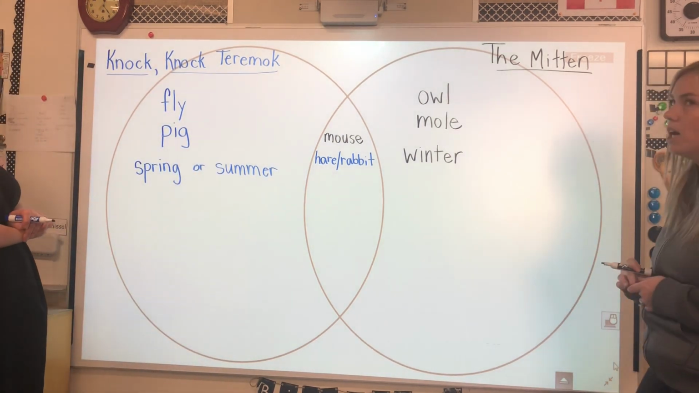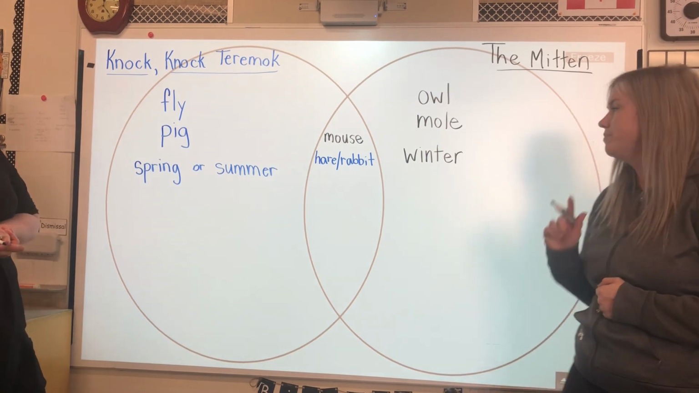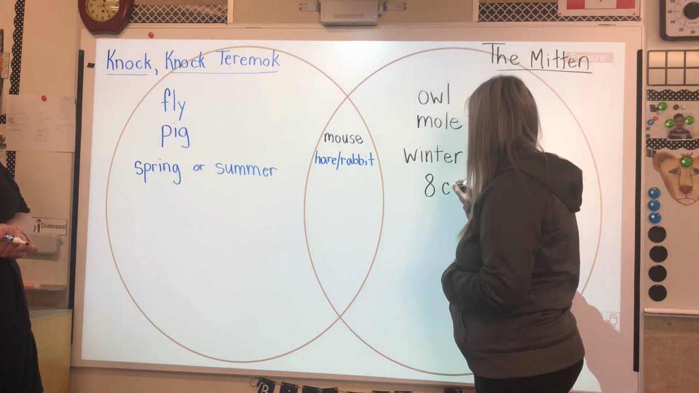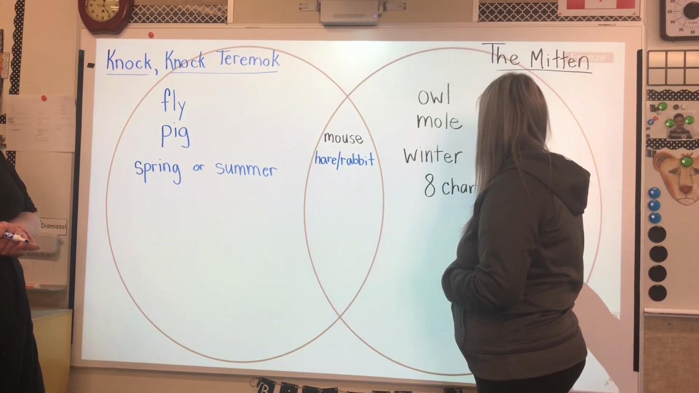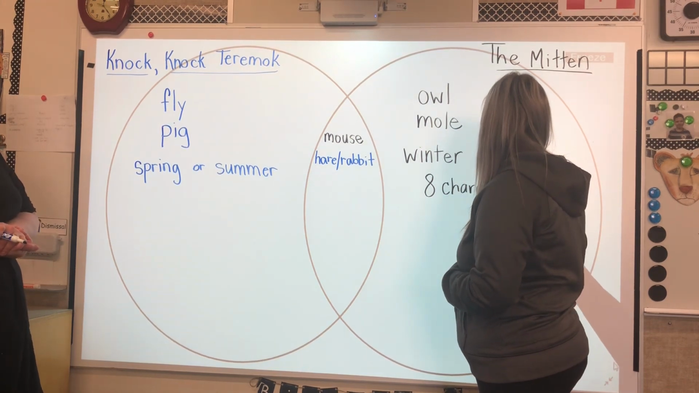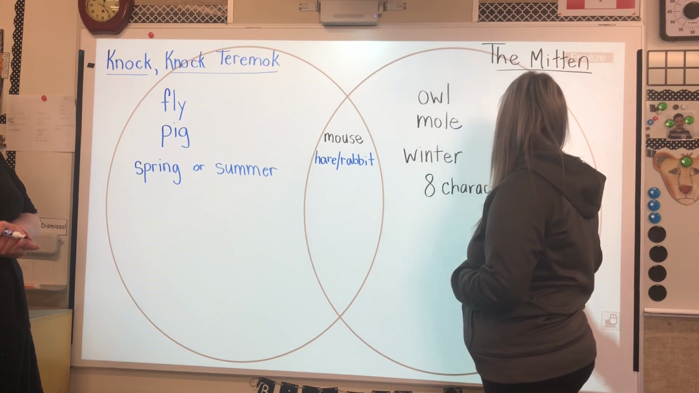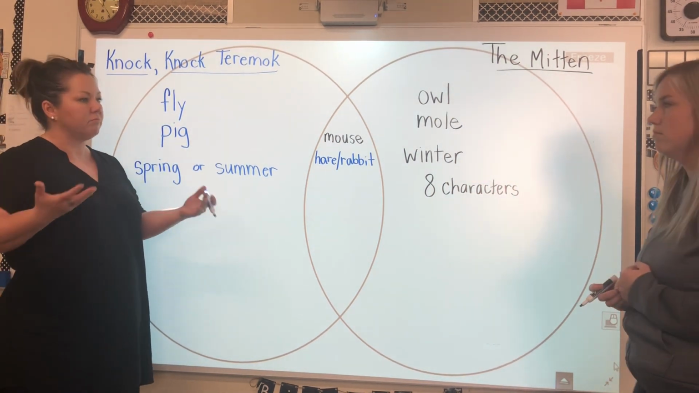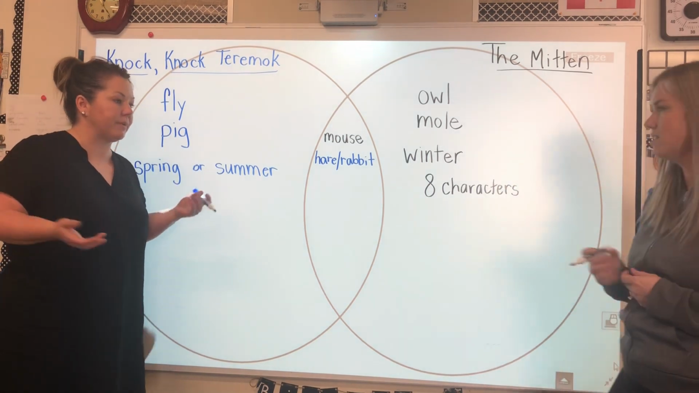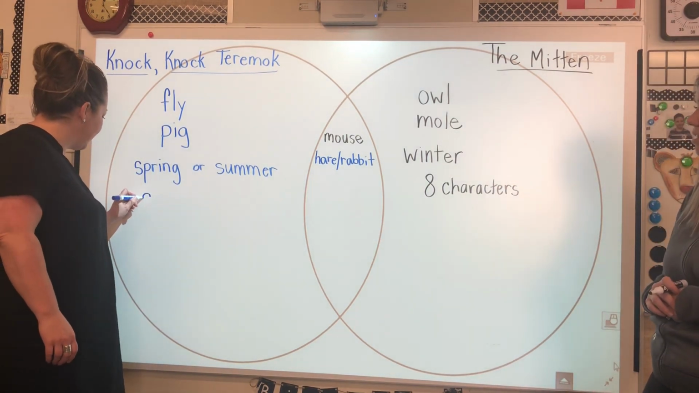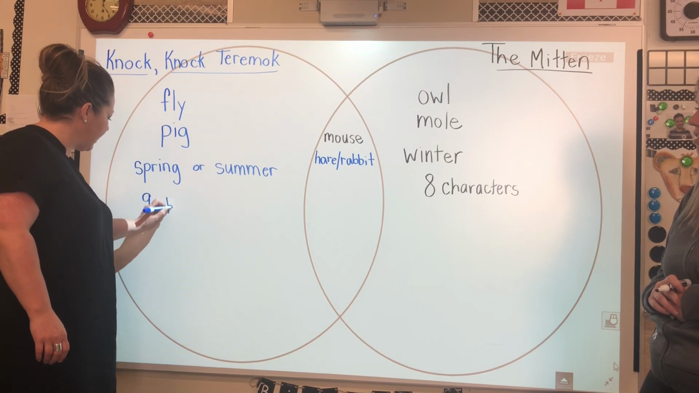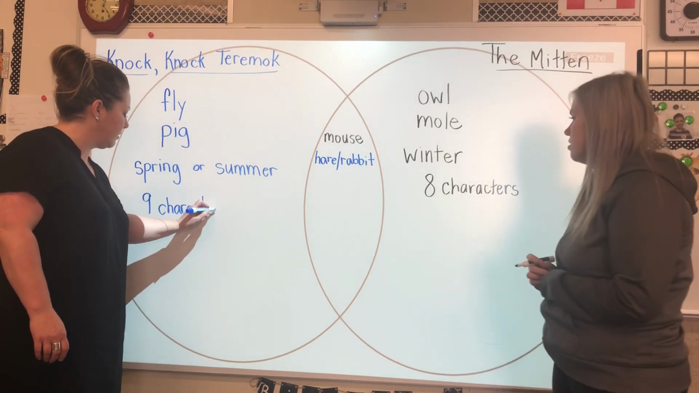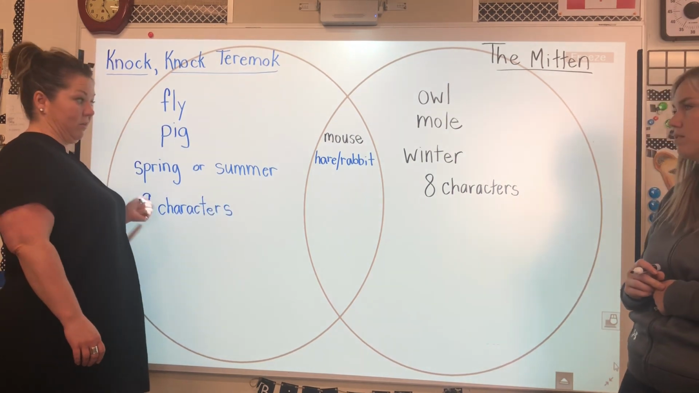I think in the Mitten, actually I know, there were 8 characters. Yes. And characters, of course, are the people or the animals that happen in the story. And so we have 9 characters, 9 animals that are the characters in Knock Knock Teremok. So one more. So that's a little bit different.